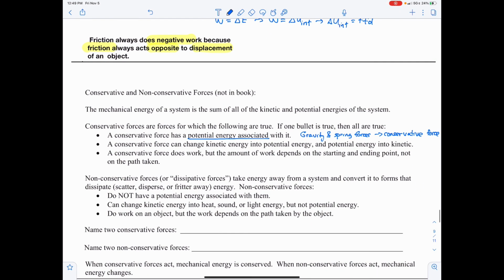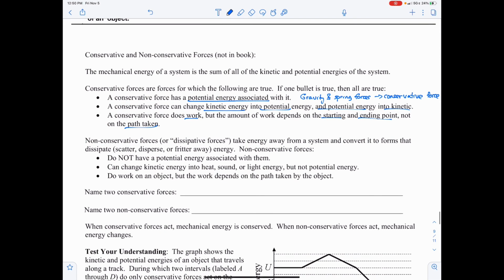Electrical forces, we can have electrical potential energy. So electric forces would be conservative forces as well, but we don't really deal so much with electric forces in AP Physics 1. A conservative force can change kinetic energy into potential energy and potential energy into kinetic energy. There's a nice conversion between the two. A conservative force does work, but the amount of work depends on the starting and ending point, not the path taken.